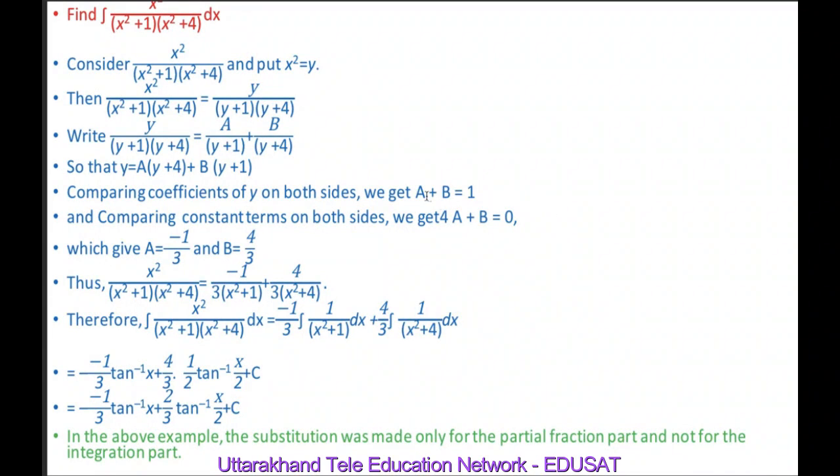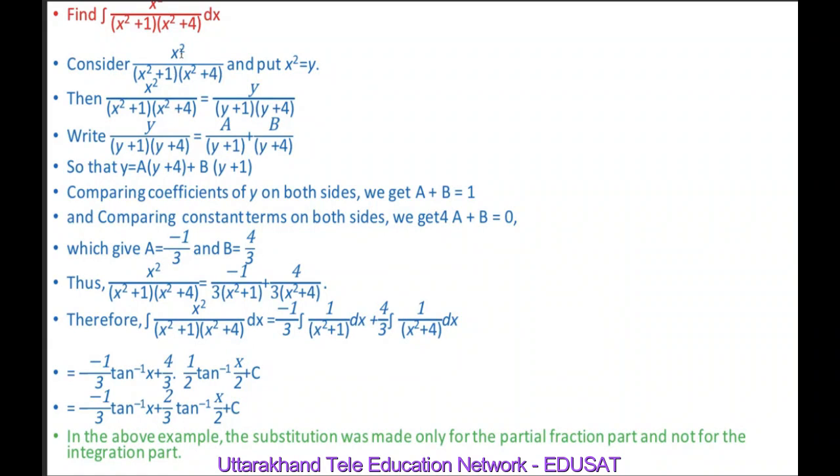And you know how to calculate these. First of all, subtract these two and get the value of a. Then multiply the first equation by 4, subtract the two, and get the value of b. So we will get a equal to minus 1 upon 3, b equal to 4 upon 3.